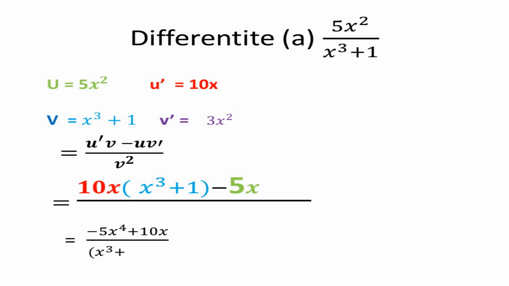We can see that our final answer will be negative 5x to power 4 plus 10x over x to power 3 plus 1 in the bracket, and we're going to square.